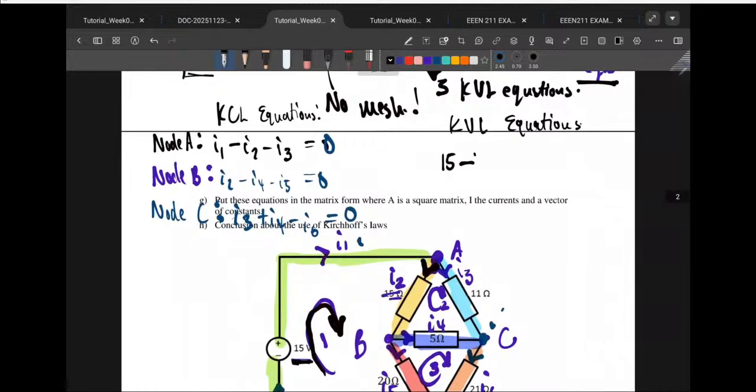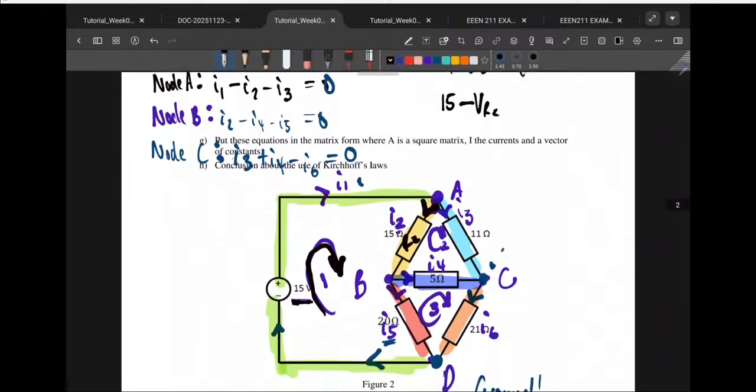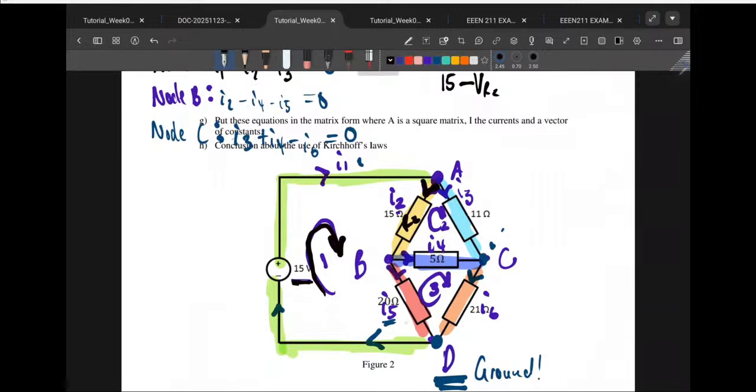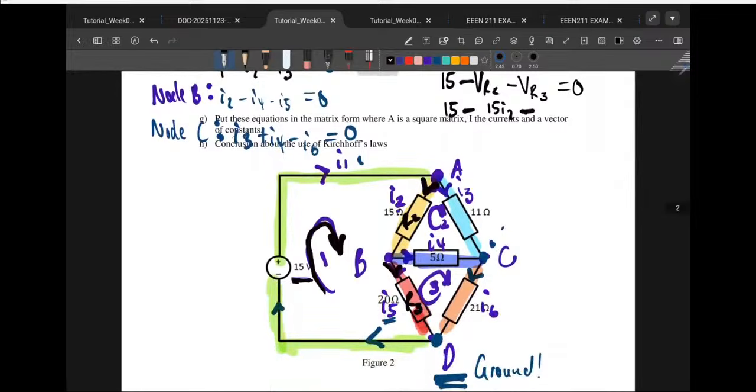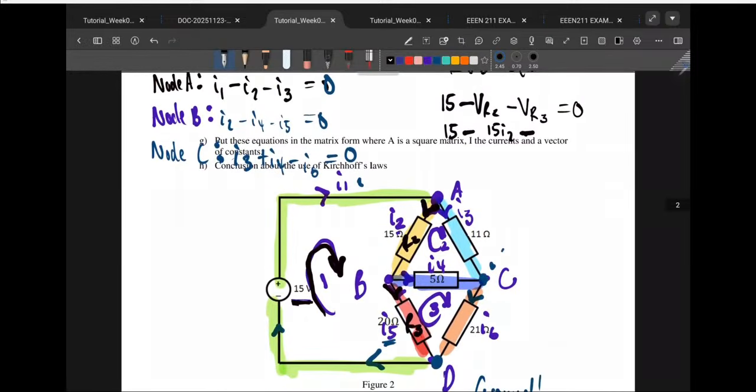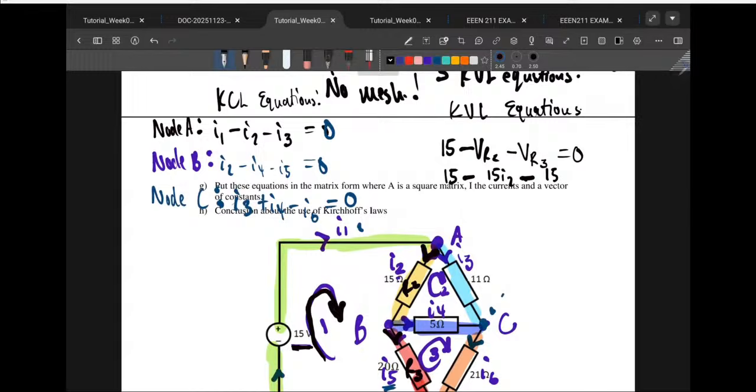Okay, we can call this our R2. Then here we have another one, which we can call R3. This current is going down, and we are going down, so it's going to be minus VR3. This is equal to 0. So it's going to be 15 minus 15I2 minus the other bit, which is R3, is equal to 0.